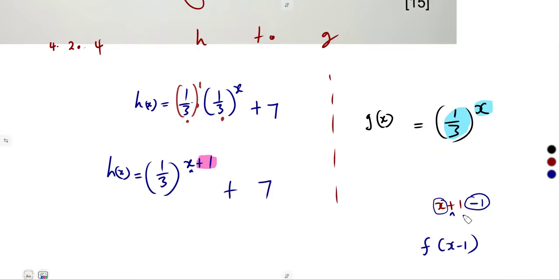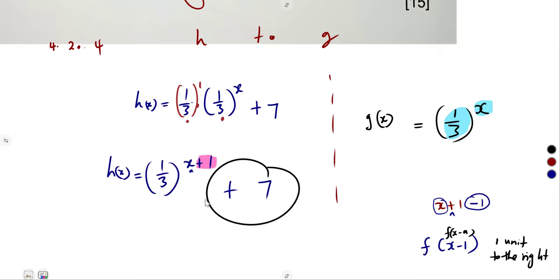F of x minus 1, I talked about this from our transformations. F of x minus a, horizontal shift, going where? To the right. Minus means to the right. So it is 1 unit to the right. This alone tells us we have got what? 1 unit to the right. This is what happened, so that it can neutralize to just give us x.